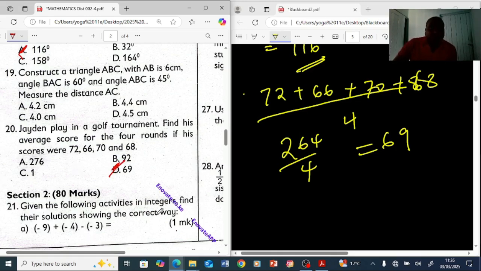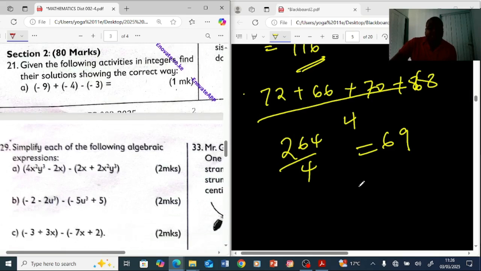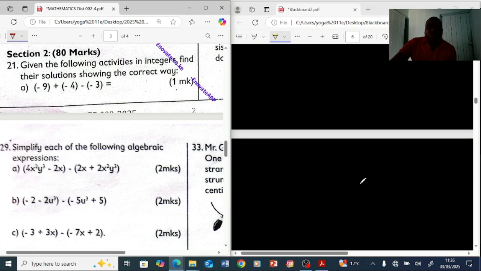So we have finished section A. Now we deal with section B, 80 marks. Where there is no multiple choice, you just need to solve and show your working. Given the following operations in integers, find the solution showing the correct way.